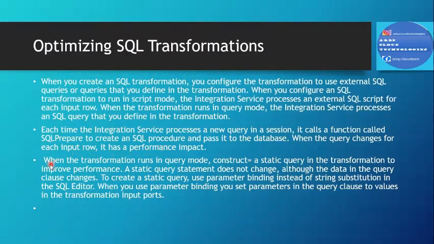There is another option when the transformation runs in query mode: construct a static query in the transformation to improve performance. A static query statement doesn't change, although the data in the query clause changes. To create a static query, use parameter binding. How do we use parameter binding? There are some colon options.